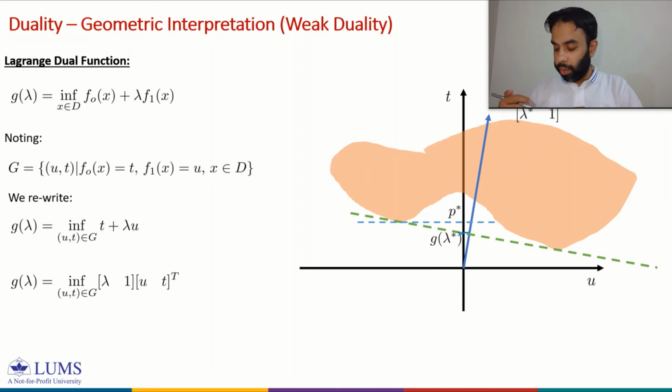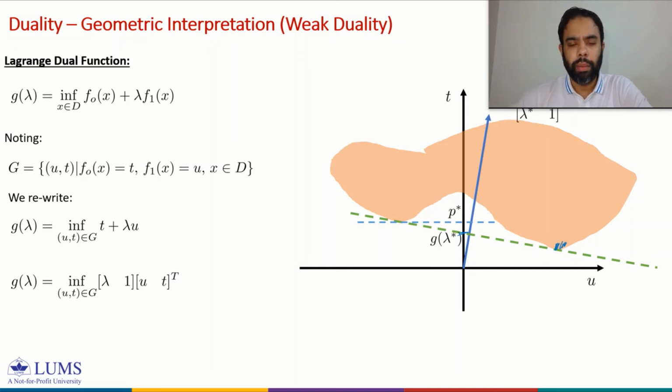So what is stopping us from having strong duality in this case? This region, right? In fact, the region for which x is not feasible is restricting us, and does not allow us to have the maximum value of the Lagrange dual function close to p star. So this is the interpretation of the weak duality case.